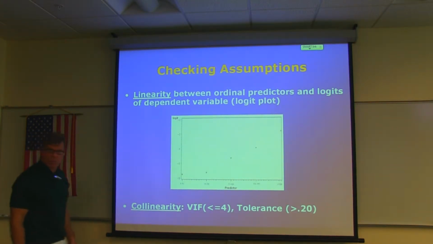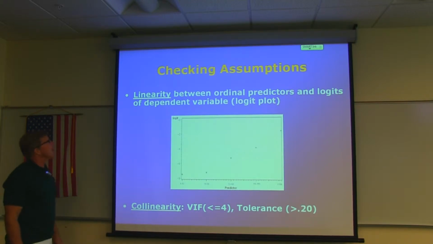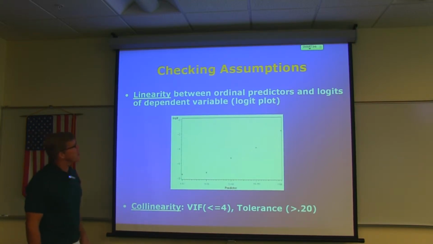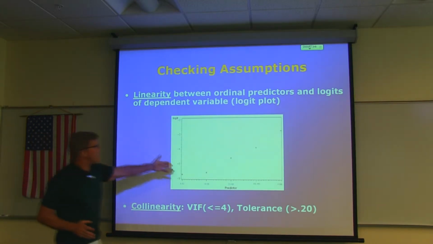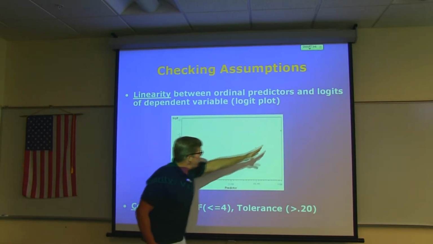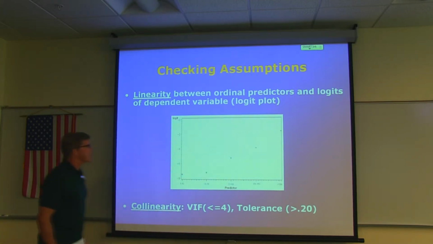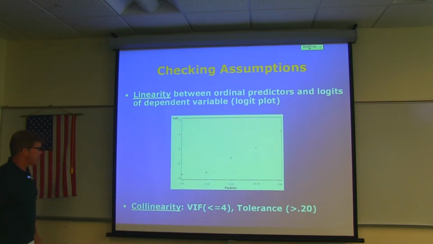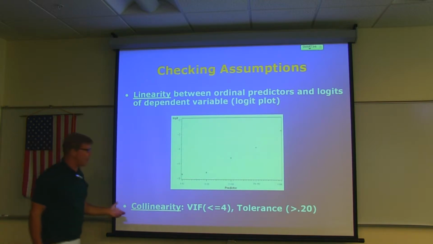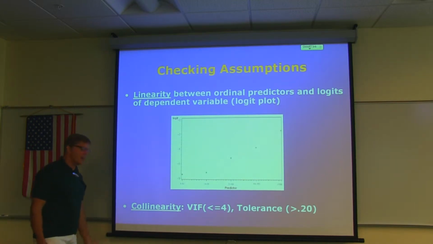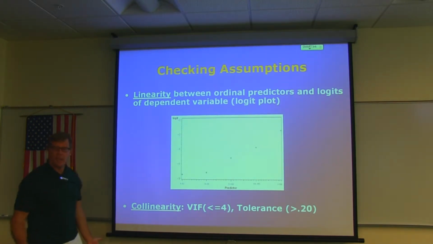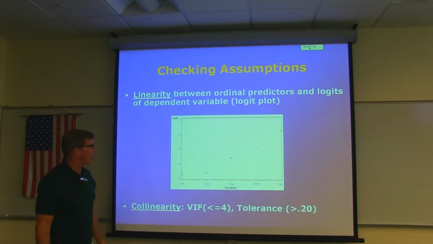Assumptions. Again, we have assumptions in logistic regression, one of which is the linearity assumption. Linearity between the predictors and logits of the dependent variable. Okay, the linearity assumption. And we see a linear relationship here. We actually see data points going up and to the right, down and to the left. The collinearity assumption also applies. The variance inflation factor needs to be less than 4, tolerance greater than 0.2. So again, we're seeing a lot of similarity to just general multiple regression.